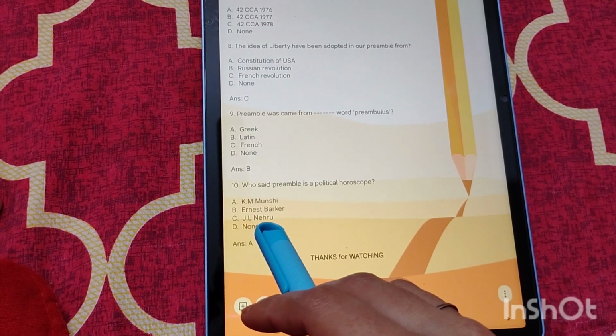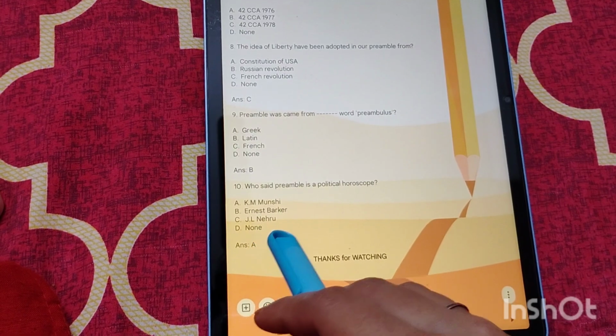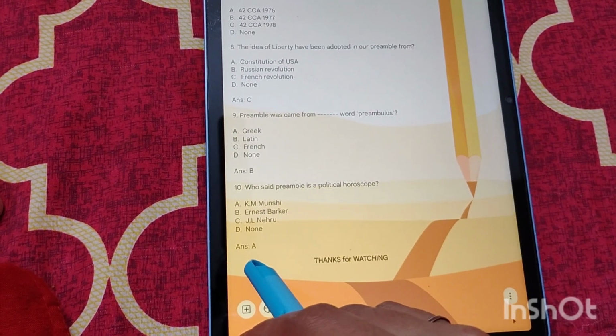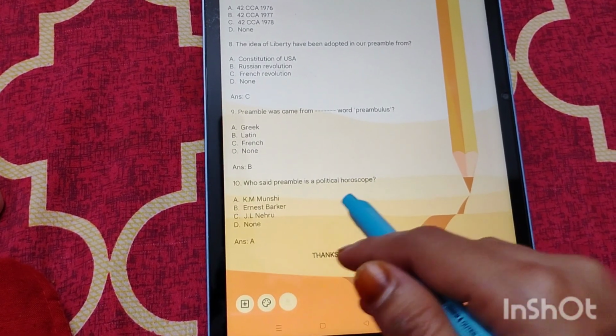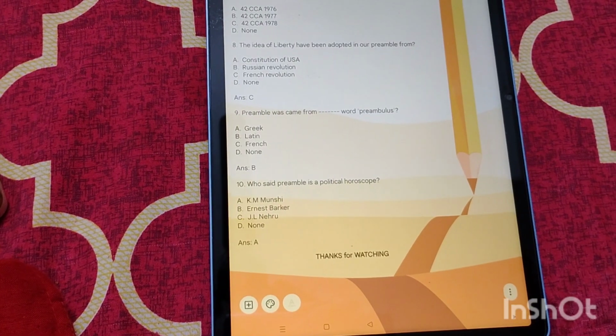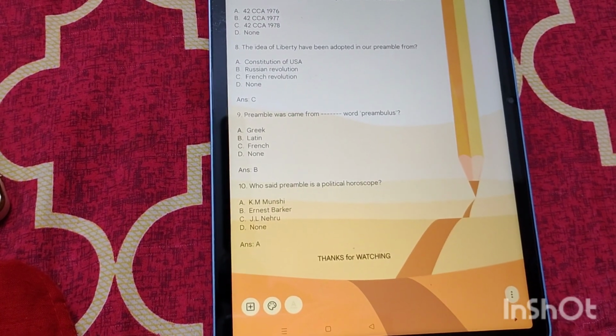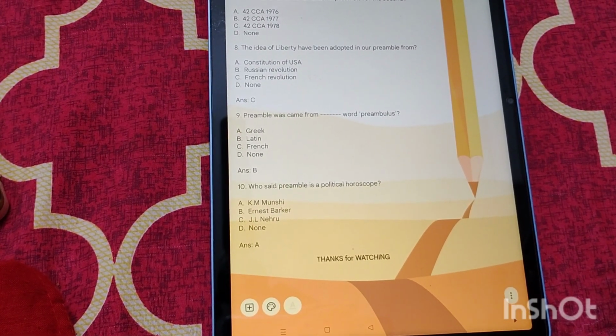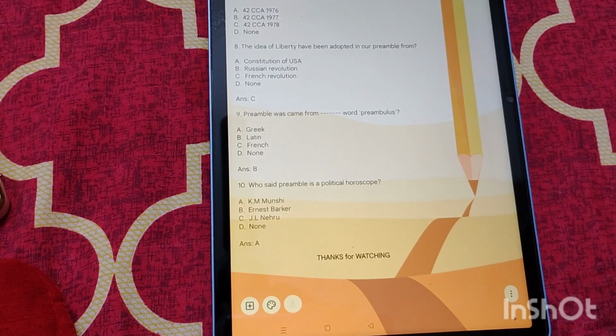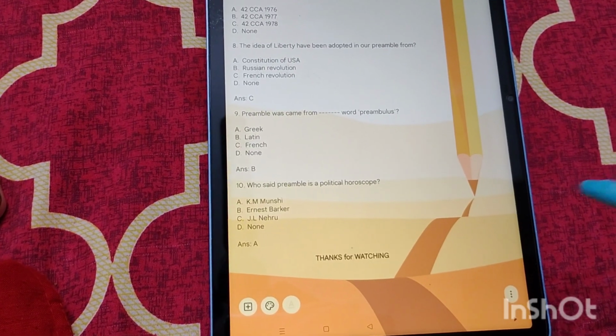So question number 9 is: the word Preamble came from the word preambulus. The options are Greek, Latin, French, and D, none. So the correct answer is B, Latin word. And question number 10 is: who said the Preamble is a political horoscope?